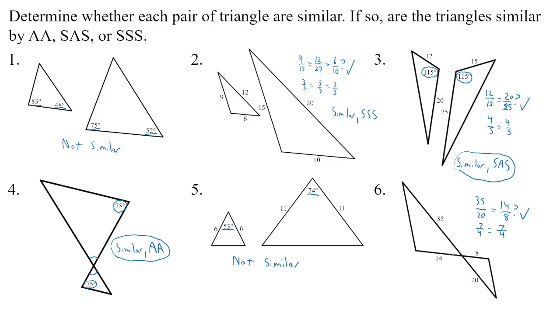Well, look at these two angles. Those are vertical angles. They're congruent. Therefore, the triangles are similar by side-angle-side.